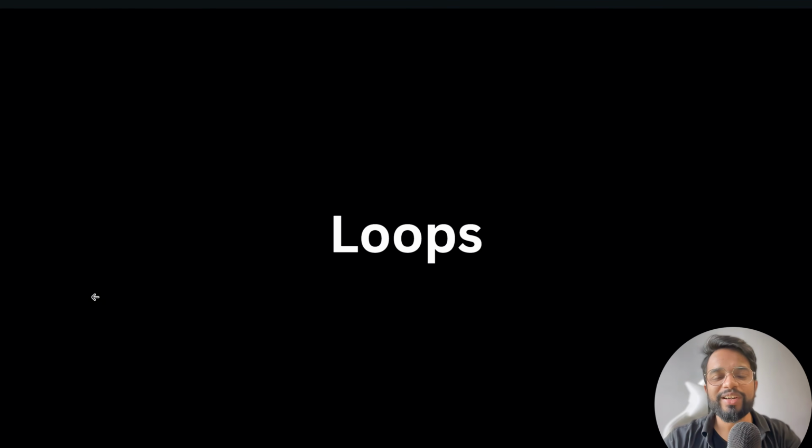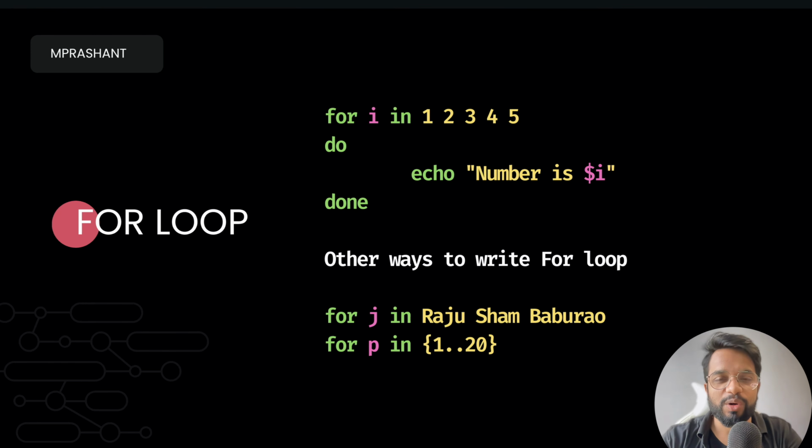Now let's see what loops are and how we can use them in our shell scripting, starting with the for loops. For loops in shell scripting allow us to iterate over a sequence of values. Whenever we have a sequence of values or multiple values, we can iterate over them, which also helps us to automate our repetitive tasks. For example, if a specific code needs to be repeated multiple times, we can use the for loop.